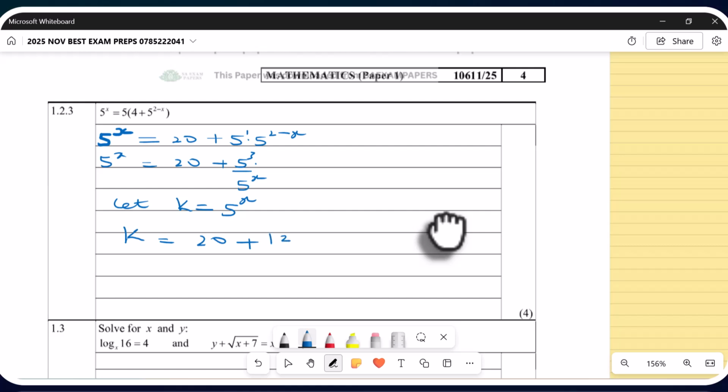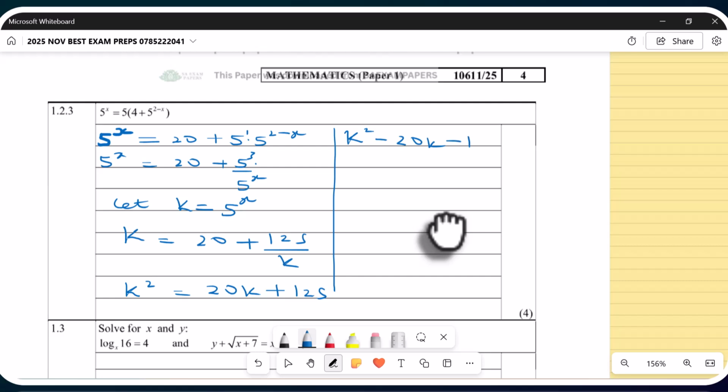Again, they say here solve for x and y. Let's check it out. Now this is log basic, so into exponential, it's going to be x power 4 equals 16. But then what is 16? What is 16 power 2 power 4? The moment I have the same power, meaning x equals 4.